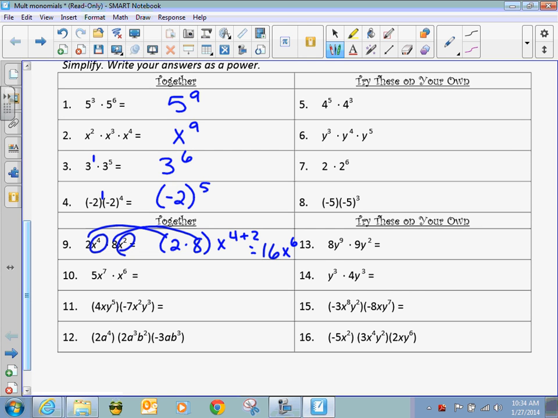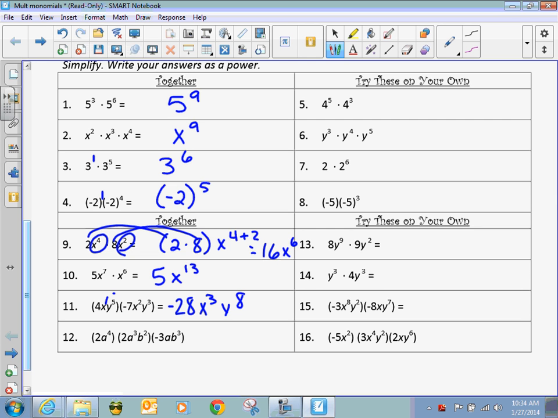All right, next. I have 5, and then I have x to the 7th and x to the 6th, so it's going to be x to the 13th. All right, so let's take a look here. I have 4 times negative 7, so I'll have negative 28, and x to the 1st, x to the 2nd, so it's x to the 3rd, y to the 5th, y to the 3rd. 5 plus 3 is 8.